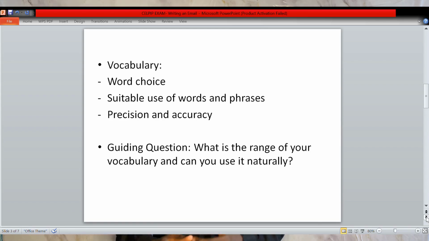And also, which suitable words did you use? How suitable were your words? And were they precise and accurate to what you've been asked to discuss? This is your vocabulary. Is it precise and accurate enough? When you're writing, are you following everything that you've been asked to talk about? Does it make sense? Is it real and is it relevant? Next, the guiding question is: what is the range of your vocabulary, and can you use it naturally when writing?